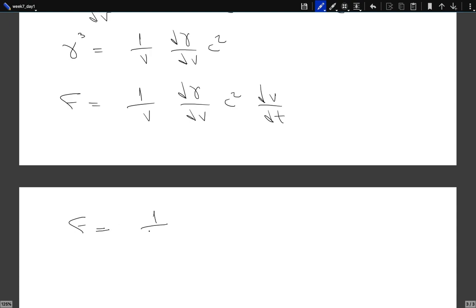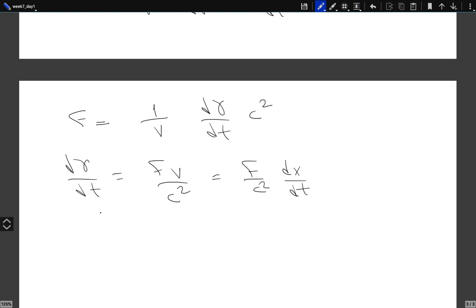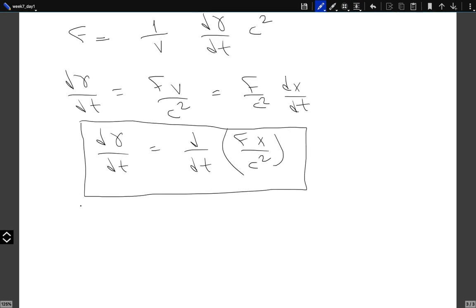Let's continue. F is 1 over v d gamma by dt times c squared. d gamma by dt is F v over c squared, or let me write it this way, F over c squared dx by dt. Or d gamma by dt is equal to d by dt of F x over c squared. Or gamma is equal to F x over c squared.